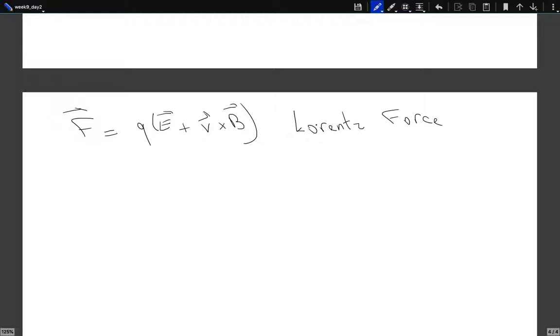In fact, this is the most general force that determines how the charged object will move in the most complicated electric and magnetic fields.